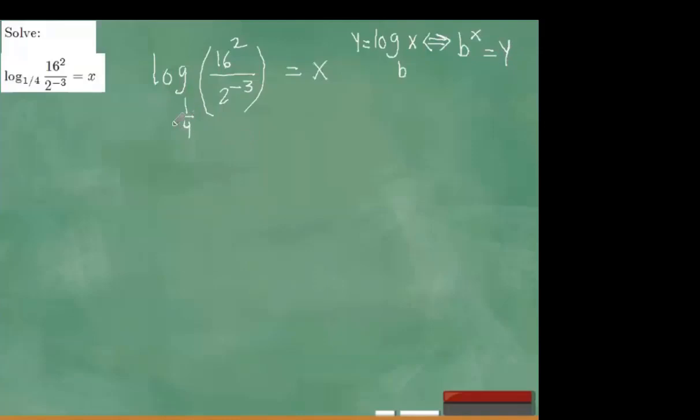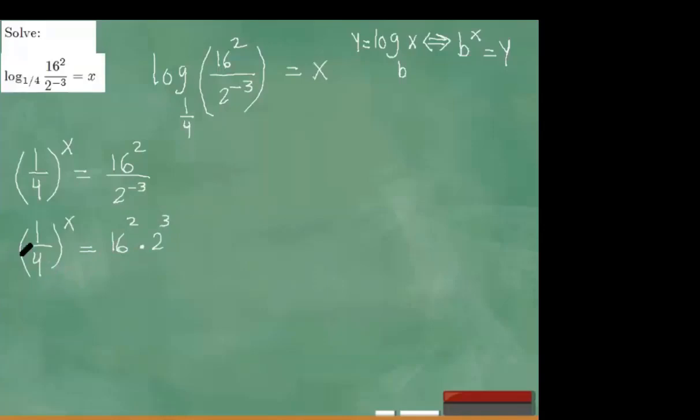My base is 1 over 4. So we're going to write this as 1 over 4 to the power of x is equal to my argument, which is 16 square over 2 to the power of minus 3. So 1 over 4 to the power of x is equal to 16 square times, I'm going to move the 2 to the top of the fraction, that becomes 2 to the power of plus 3.